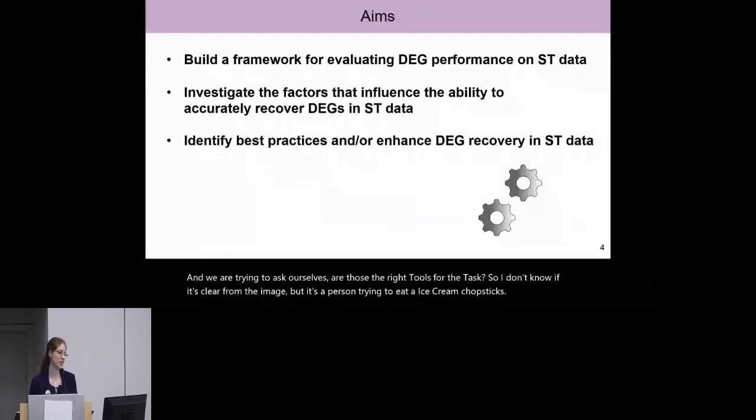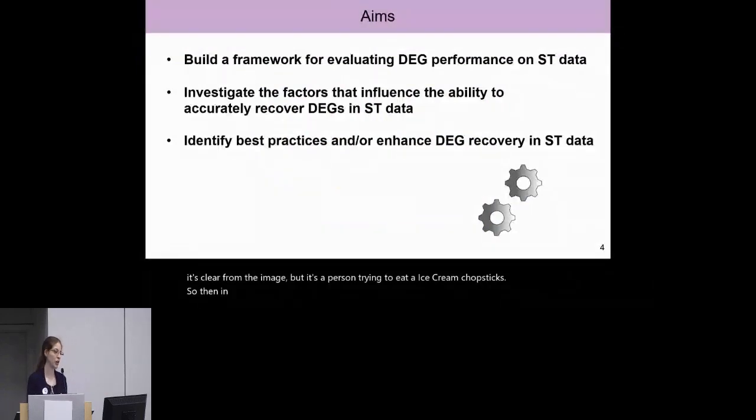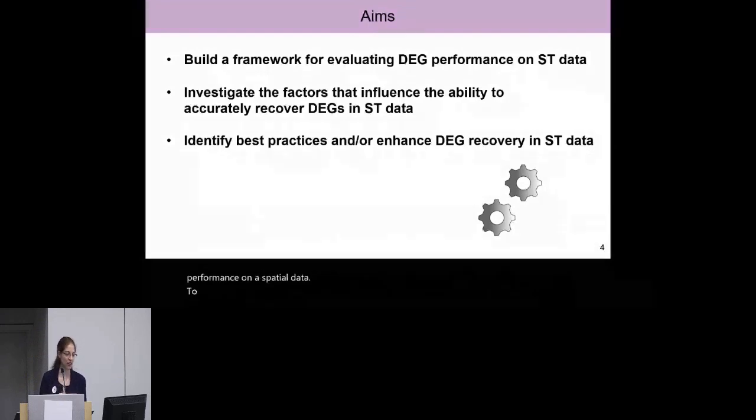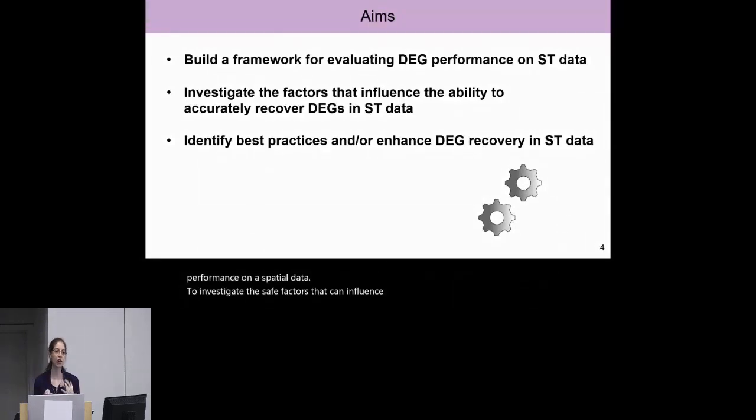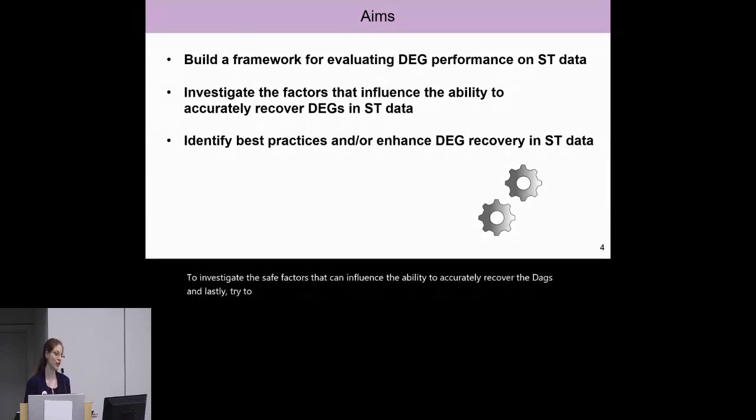So the aims in this project were to build a framework for evaluating the differentially expressed genes performance on spatial data, to investigate if there are factors that can influence the ability to accurately recover the DEGs, and lastly, to try to give best practices or see if we can even enhance the recovery based on our findings.